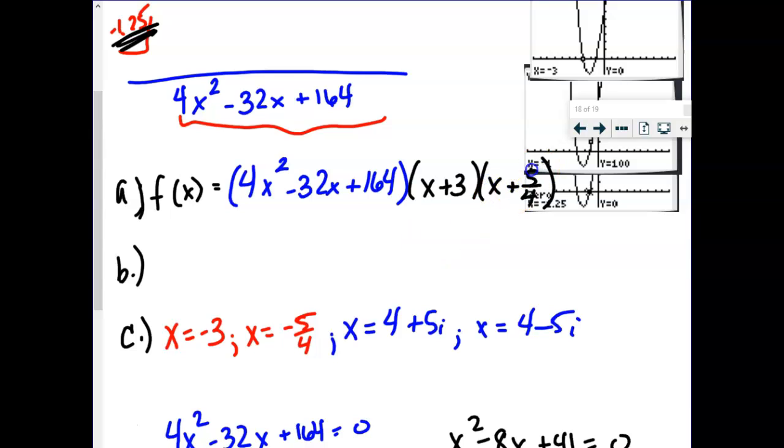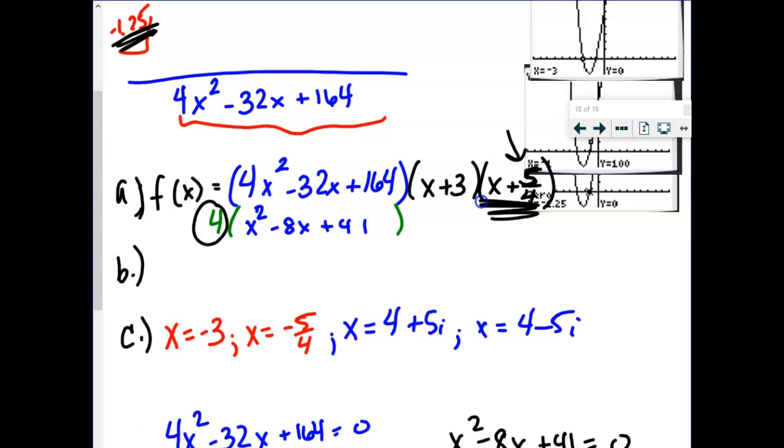Now, we had this discussion the other day where some kids were like, wait, I've never seen x plus 5/4 as a factor. Usually it's a coefficient, like 4x plus 5 is how that factor would look. Let me show you how that comes up. What if you took the 4 out of this, but still left it there for a minute? So now you'd be left with this x squared minus 8x plus 41. And then what if you took this 4 and applied it to this factor right here?